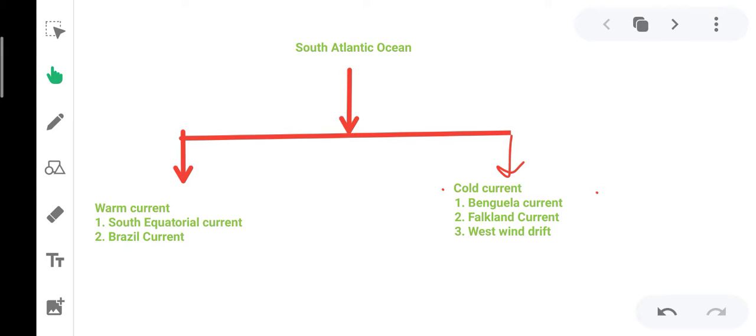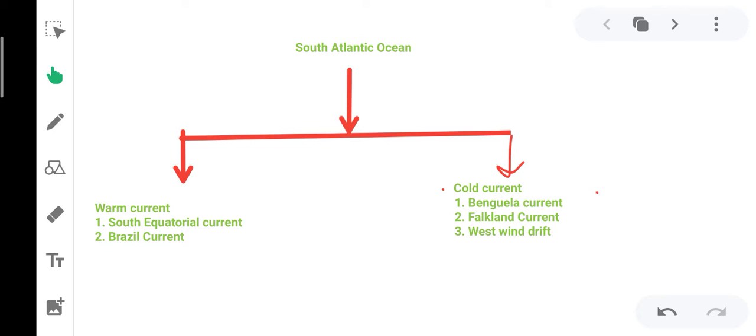In this video, I will be explaining the movement of ocean currents in the South Atlantic Ocean. In the previous video, I explained what an ocean current is and what the different types of ocean current are. In the South Atlantic Ocean, there are two types of current, warm current and cold current. The warm currents are the South Equatorial current and the Brazilian current. The cold currents are the Benguela current, the Falkland current, and the west wind drift.